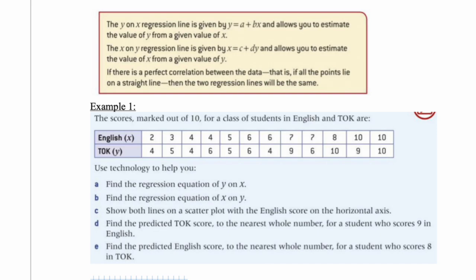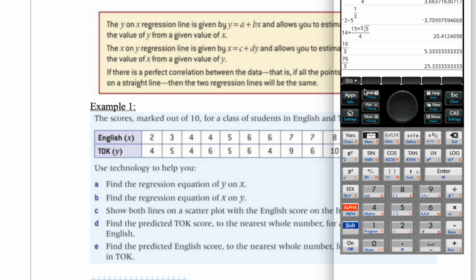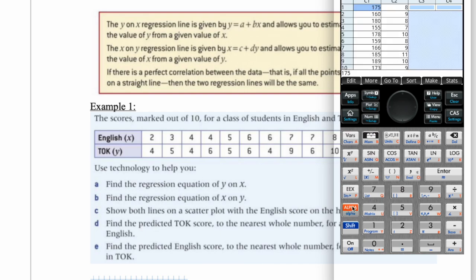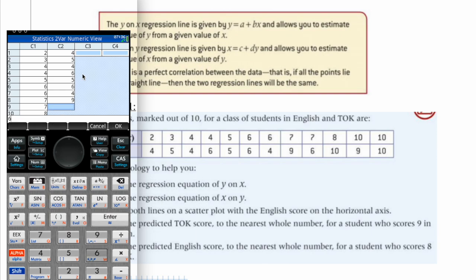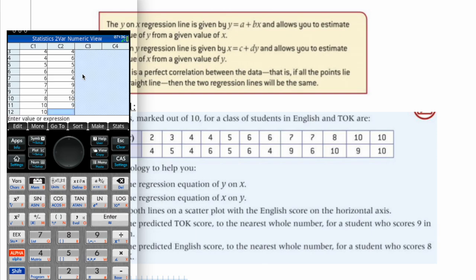Okay, so let's take a look at an example, and let's type in this data into the HP Prime calculator. I'm just going to go to two variable statistics, and let me clear the data. And let's type it in, making sure I don't have a typo. Okay, and next 4, 5, 4, 6, 5, 6, 4, 9, 6, 10, 9, 10. Okay, I think there's no typo.